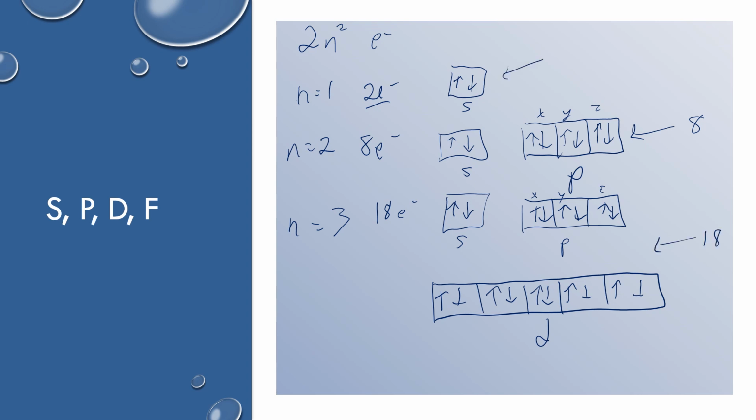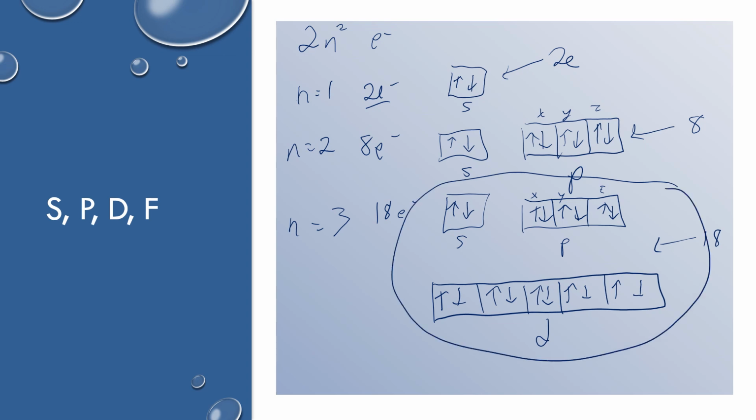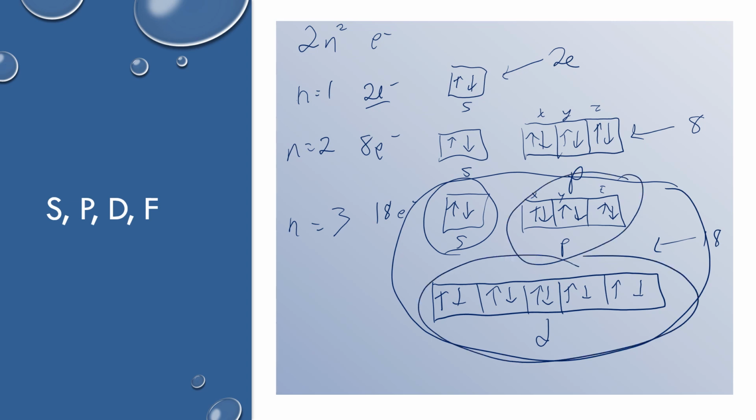So Bohr wasn't necessarily wrong, he just didn't have enough information. He wasn't specific enough with how the electrons are arranged in these individual sublevels in an energy level. And I also want to make it really clear, like this whole thing is the third energy level. Looking at S by itself, P by itself, or D by itself, those are sublevels. And each box is an orbital. So make sure you know the difference between those.